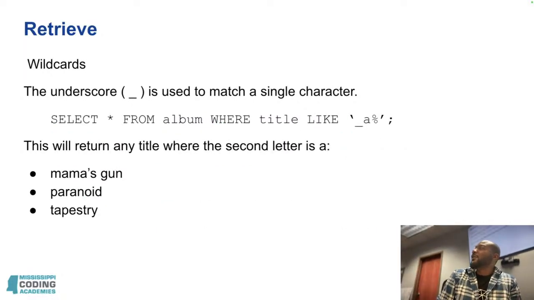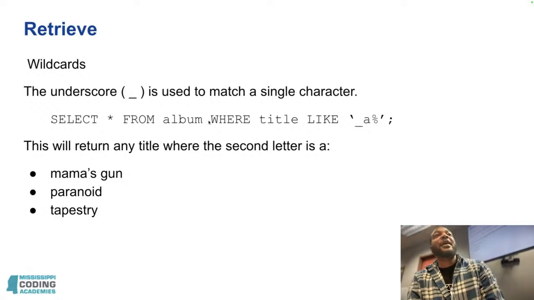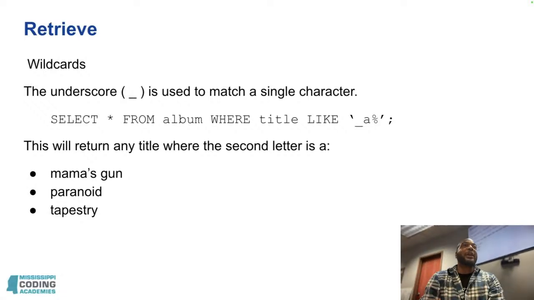So it really just matters where you put your percent symbol. And so here's another kind of wild card, and that is the underscore. This underscore is used to match a single character. So here, when we say select all from album where title is like underscore A and then percent symbol, this underscore means, hey, this first character can be anything. The second character is an A, and then the percent symbol, so it could be a range of whatever afterwards.